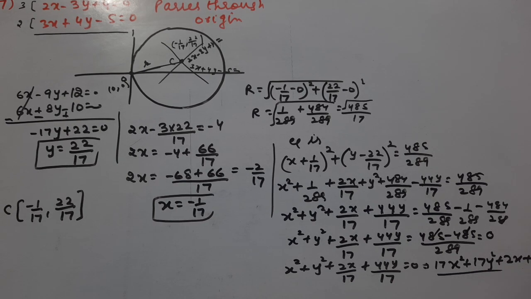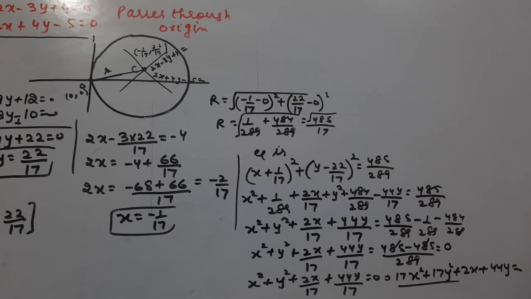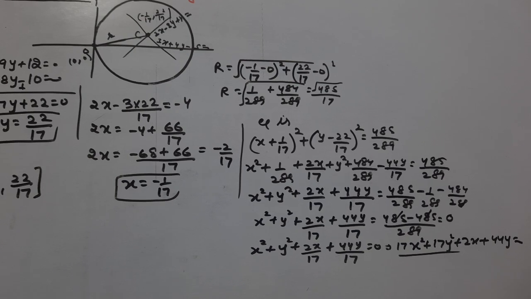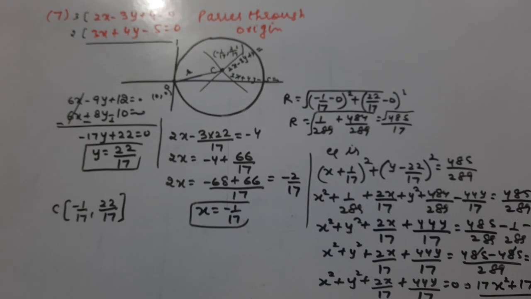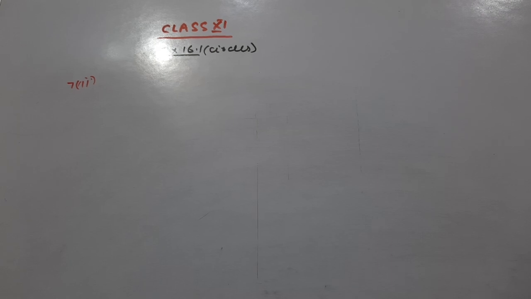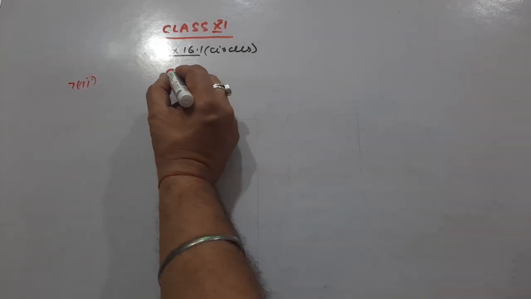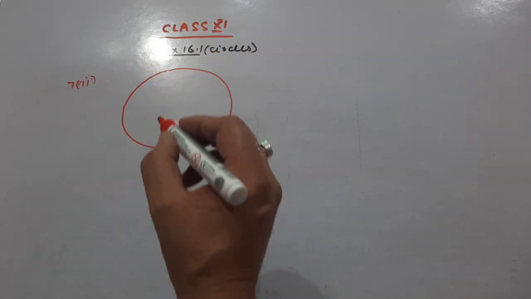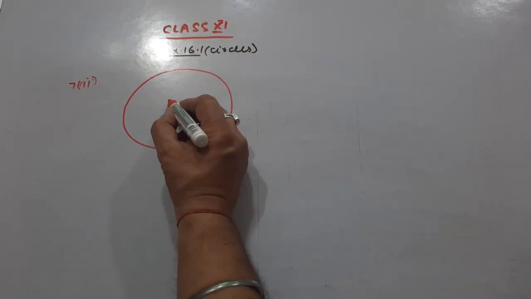Take LCM, take LCM. So we get the equation 17x square plus 17y square plus 2x plus 44y equal to 0. So students, this is the solution of this question. Now 7th question, second part, find the equation of circle having center 1, minus 2.